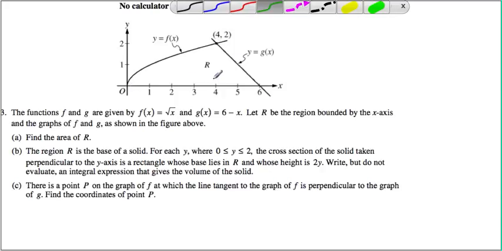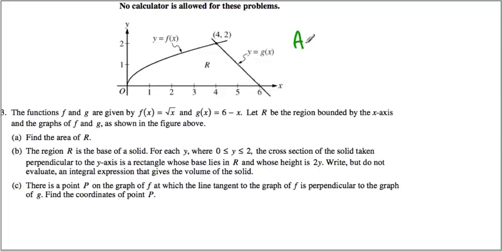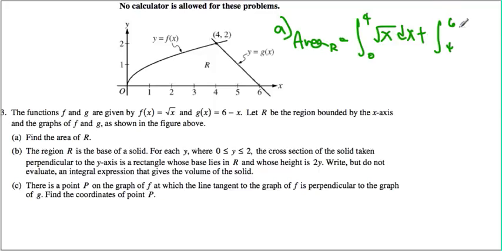First part from 0 through 4 was by f of x, which is this one. And 4 to 6 was g of x, which is this. So in fact, area of R can be from 0 through 4 for f of x, which is square root of x dx, plus 4 to 6 of 6 minus x dx. That's basically what we end up getting.